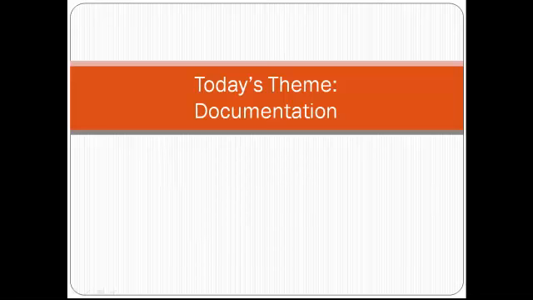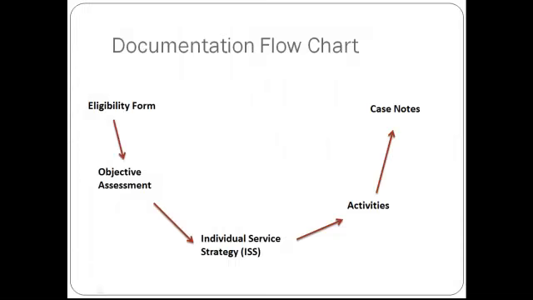The main theme of today's presentation is documentation. Here, you are viewing a flowchart of documentation in regards to your youth program as a whole. Documentation should flow in this order: eligibility form, objective assessment, individual service strategy, activities, and case notes. The following slides will describe in detail how to properly complete these forms.